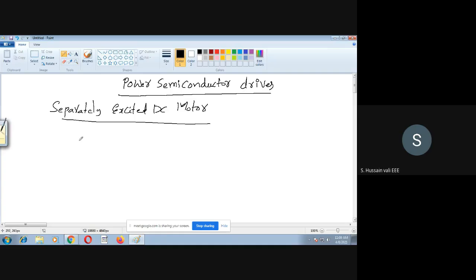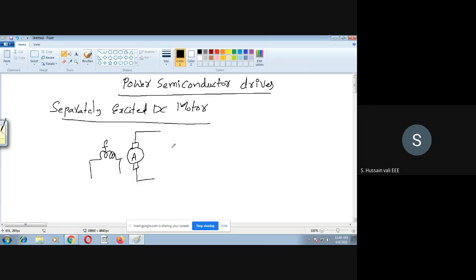Just recall what a separately excited DC motor is. In the separately excited DC motor, the excitation is from a separate supply. This is your armature, and this is your field winding. There won't be any connection between armature and field; the field is separately excited from the armature. That kind of DC motor you call a separately excited DC motor.